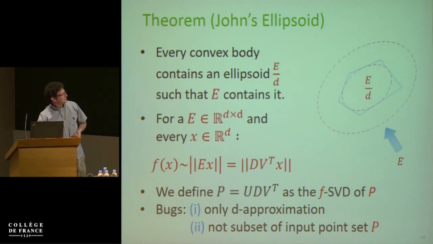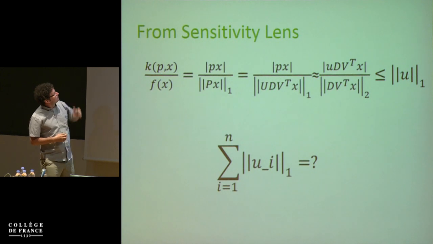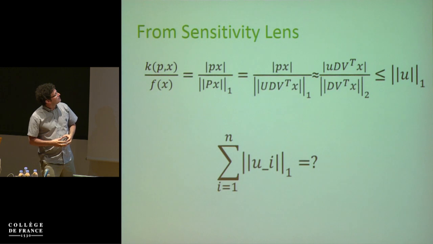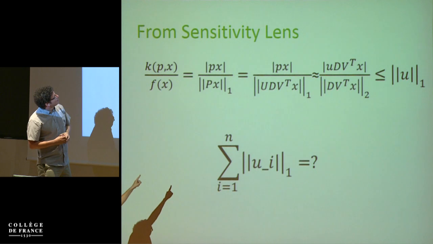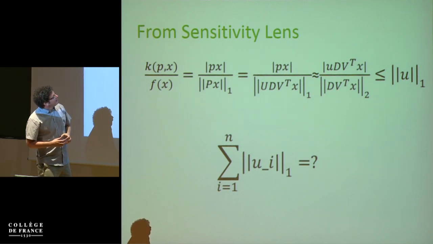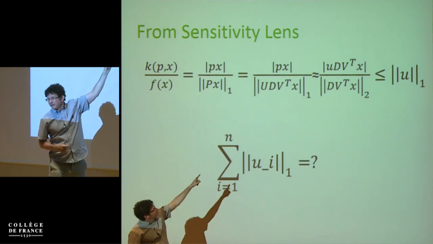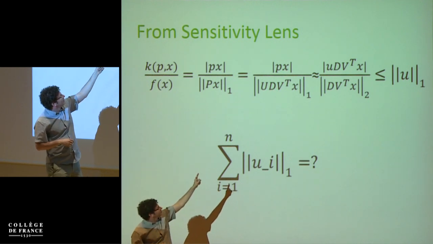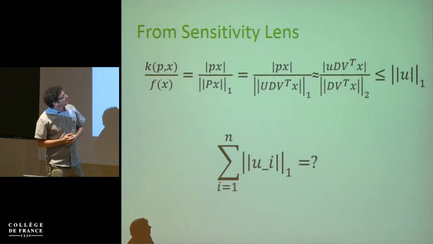Now we can use sensitivity with this to take a subset of points. So we want to bound this value, k_p(x) over f(x). Let's try to do the same trick that we did before. So this is just |p·x| divided by the norm 1 of the matrix P multiplied by x. Again, we can replace P by UDV^T. Now it's not an SVD. It's the SVD for the new function that we found using the ellipsoid. So DV^T is the ellipsoid, and U is the matrix that we need to construct to get UDV^T equal to P.